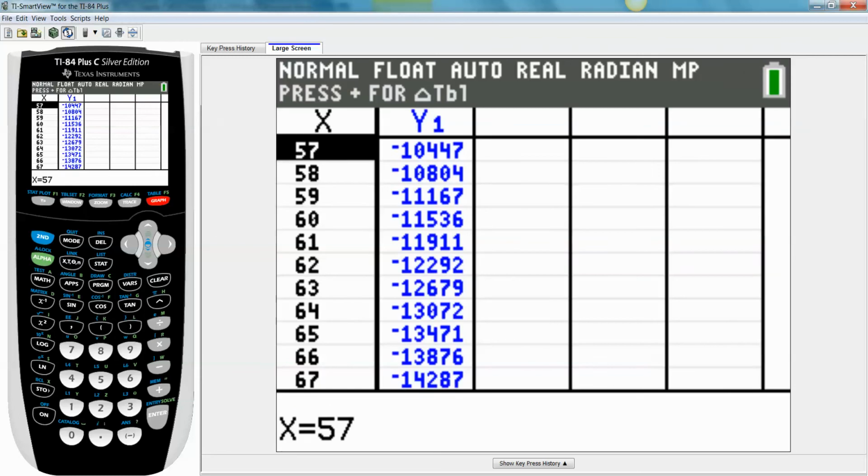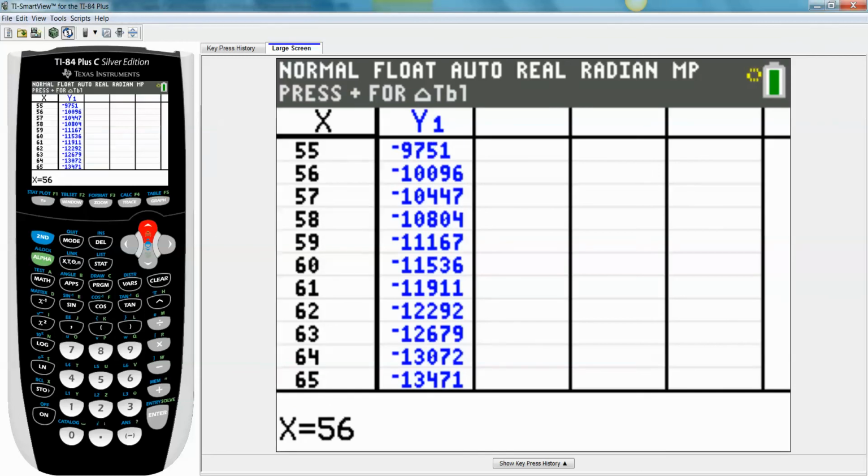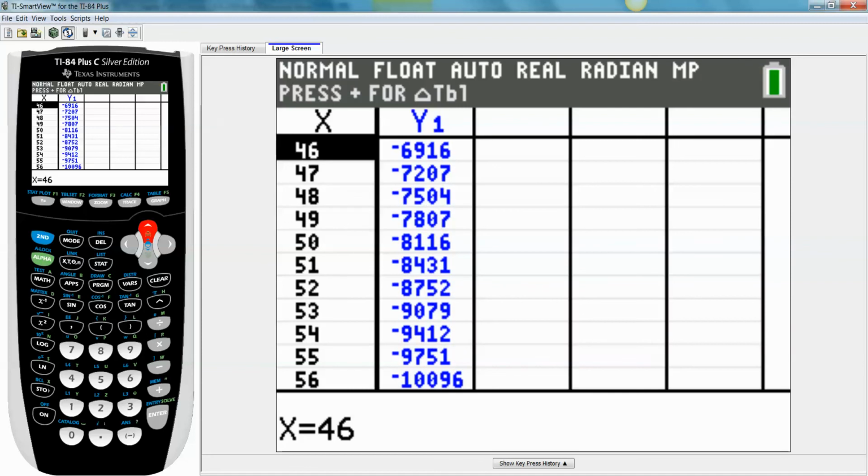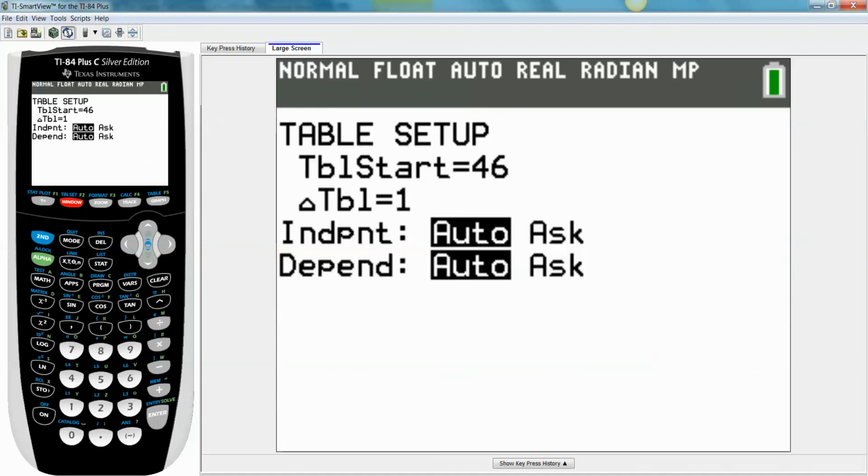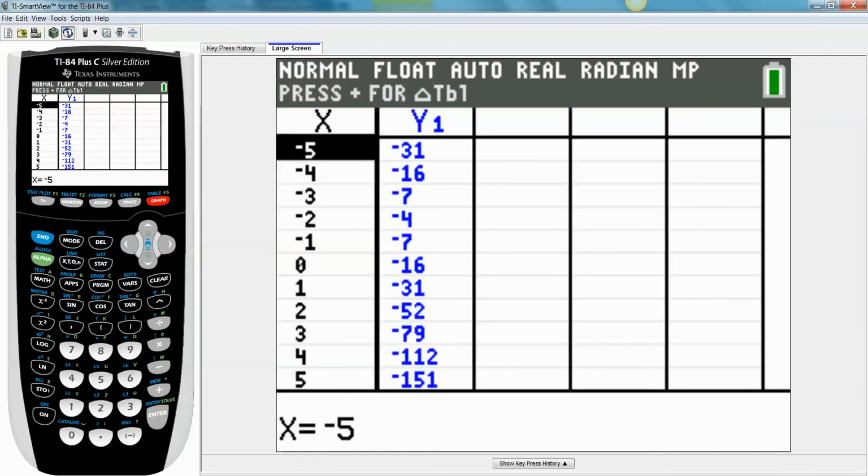All right, I don't really need the graph from the calculator. What I want is the table. And I don't need all these values over here. I'm going to have to scroll up to find 0. As a matter of fact, I'm going to go to Table Set, which is second window. I'm going to make my table start where I want it to start, which is -5. And then that way when I go to the table, I'll see exactly what I want.